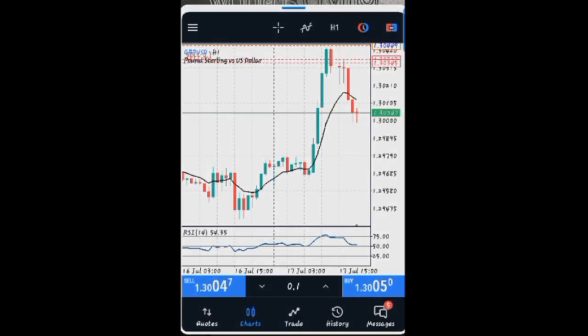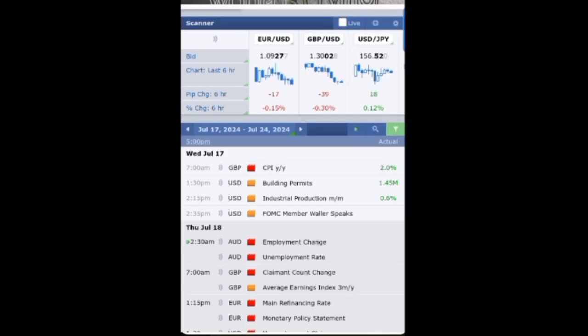First of all, within the early hours of the day, I make use of my news platform. This is Forex Factory, as most traders know. I realized that one of the major news events for today, the 17th of July, was on Great Britain pounds. The rest of the news are medium impact news. So I took this news very seriously.